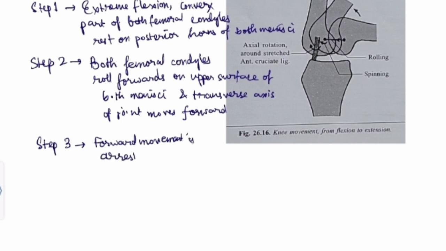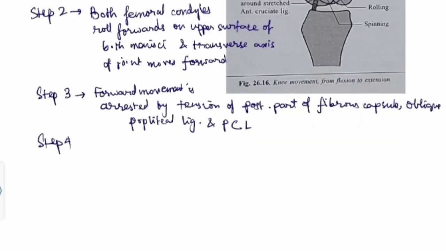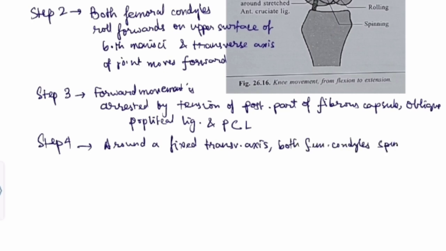Moving on, step 3. Forward movement is arrested. And it is arrested by tension of posterior part of fibrous capsule, oblique popliteal ligament, and posterior cruciate ligament. Step 4. Along the fixed transverse axis, both femoral condyles spin forward.